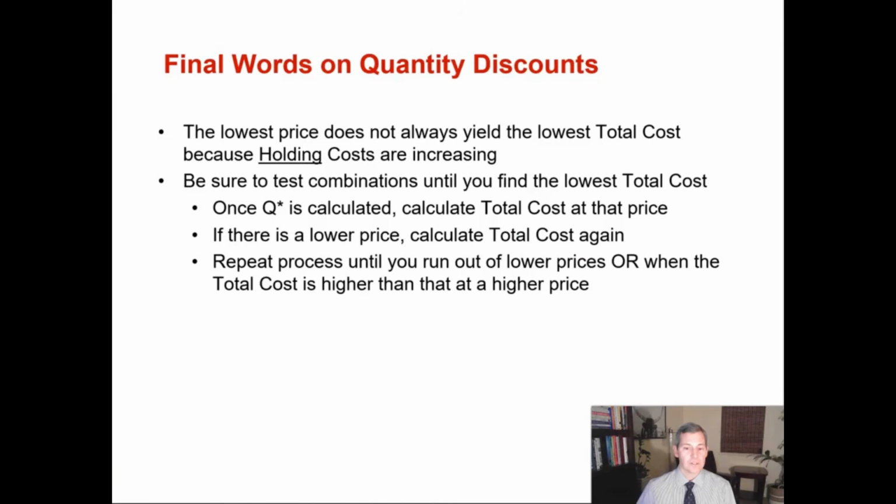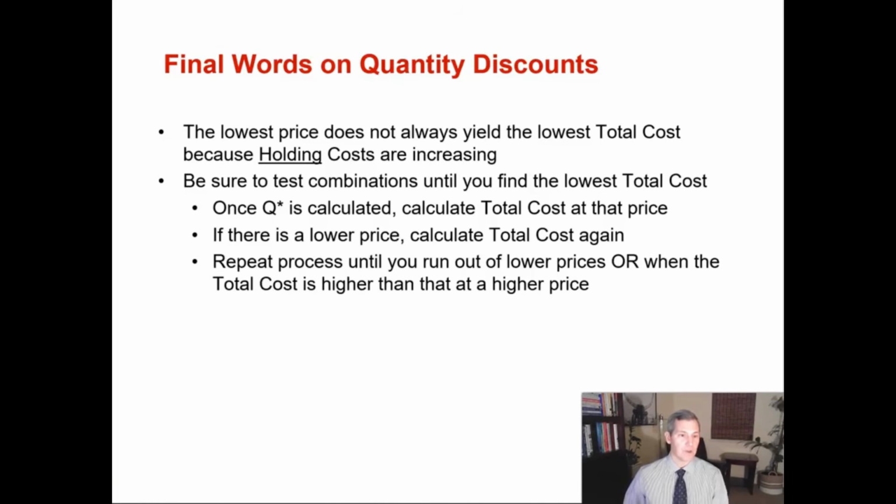So some final words on the quantity discount model. The lowest price does not always yield the lowest total cost because holding costs are increasing. Okay? Even though your price for the holding cost may go down, your total holding costs will go up because you're buying more. Okay, so when you buy more, your holding costs go up even if your price per holding cost goes down.